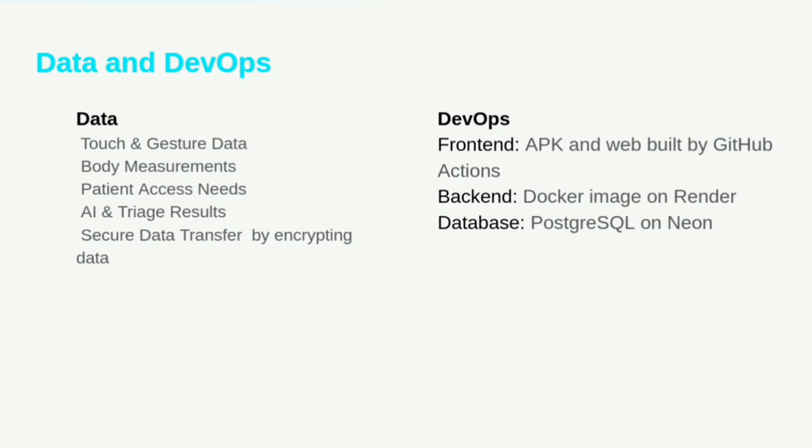Then for development and deployment, we are storing our code on GitHub, and for the front end we are building an APK and a web version via GitHub Actions. We write a workflow that guides GitHub Actions to build the APK and then the web. For the back end, we are using Docker, which we deployed on Render. Then our database is on Neon, so we connect Render with Neon.